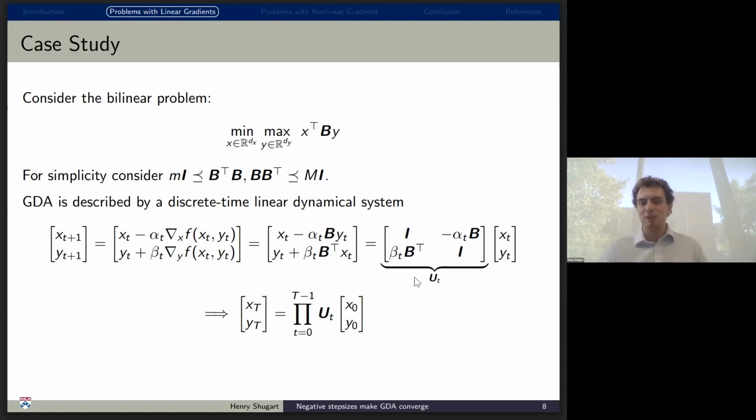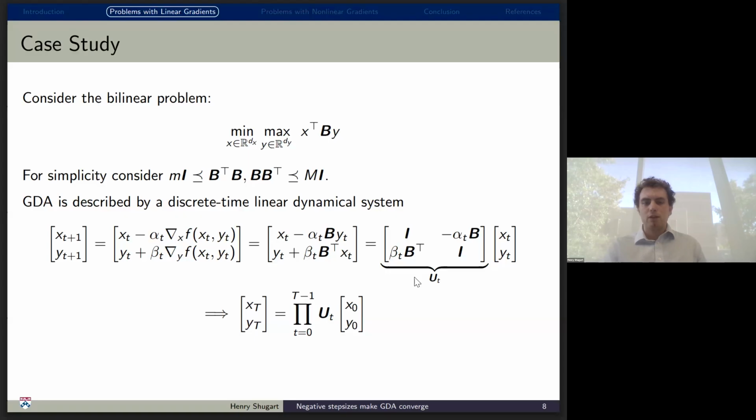It's a matrix times a vector. And therefore, we can write the update as a discrete time linear dynamical system. So here we can see that the tth iterate of x and y is defined by the product of these matrices U_t, the update matrix on the tth step, times the initial iterate x0, y0. And so this makes our life easy in that we can analyze the spectral properties of U_t to get some insight about what step sizes we might want to take.